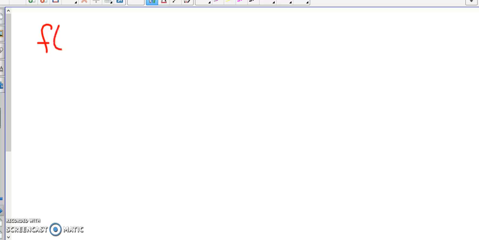So let's say that f of x is equal to x over x squared minus 9. What I'd like to know is where the vertical asymptotes are. How could I figure that out?